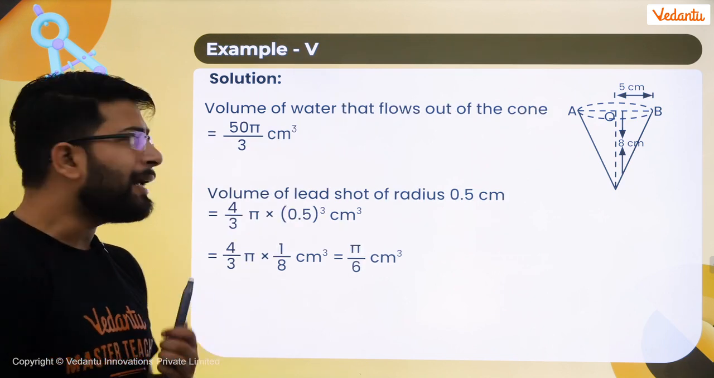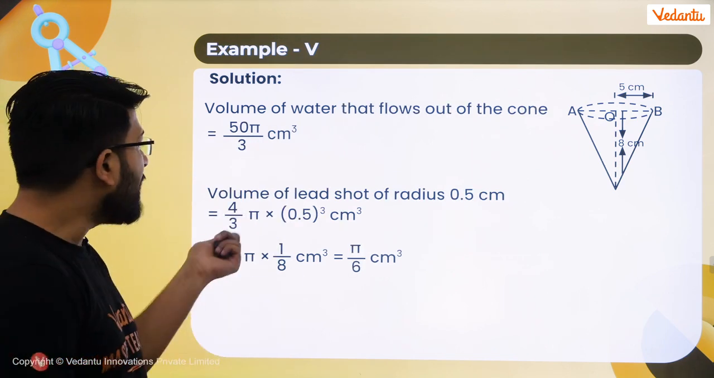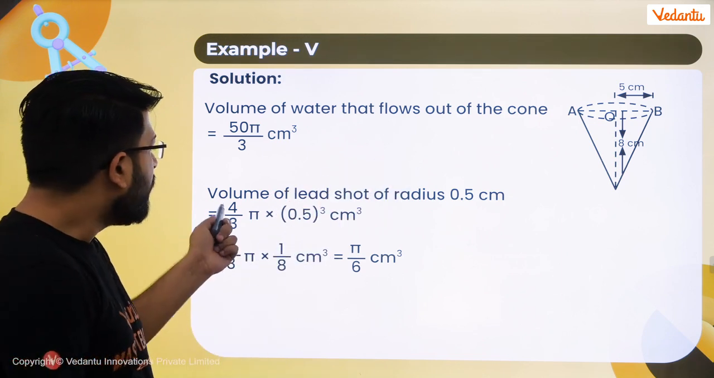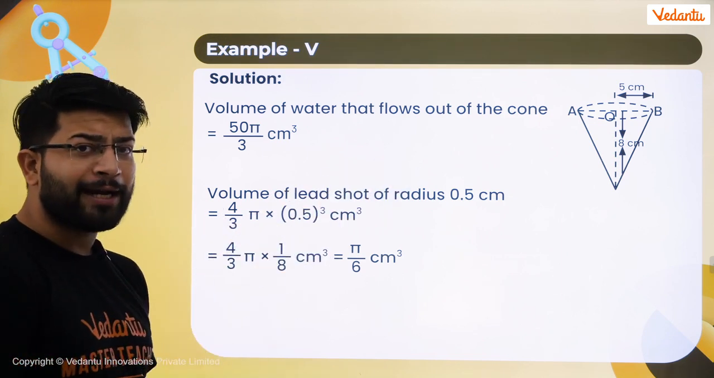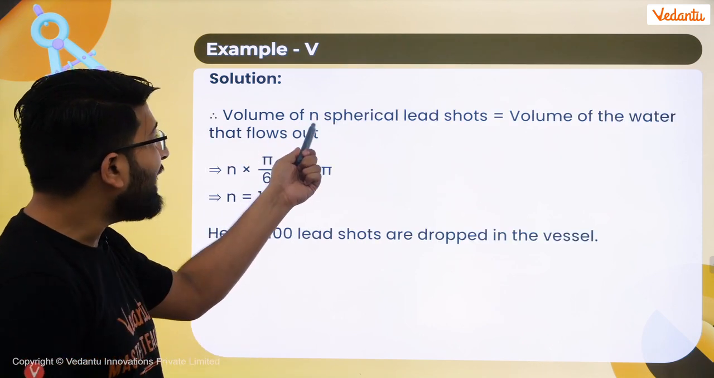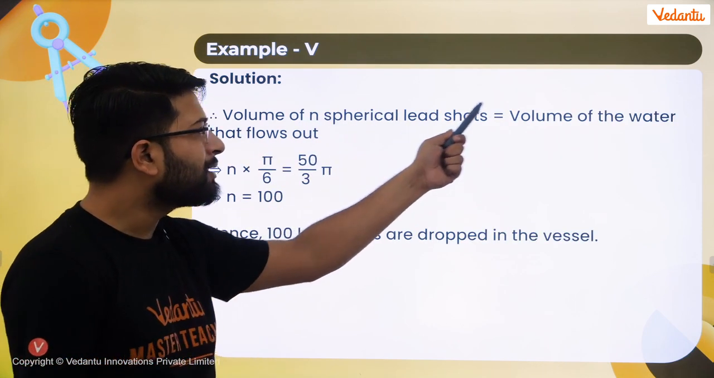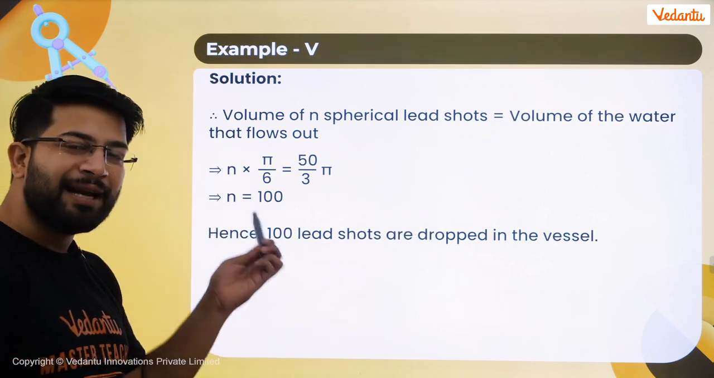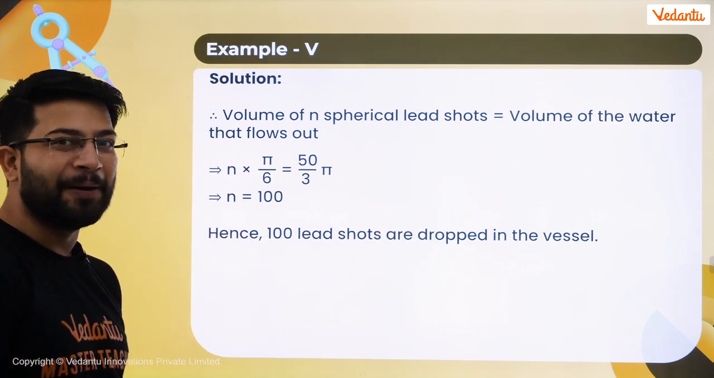So let's say we have dropped n spherical balls. So now champ, one lead shot's volume will be what? 4/3 pi r cube. It's spherical. We know the radius. Same, champ, the volume of the n spherical lead shots is equal to the volume of the water that flows out. We will get the number of lead shots. I hope it is clear.